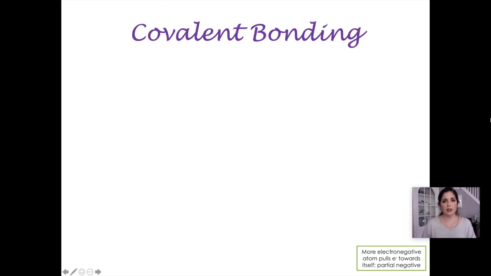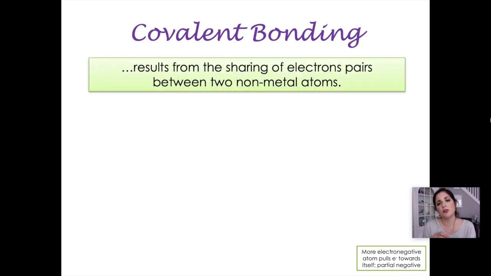So, covalent bonding. Ionic bonds occur between a metal and a nonmetal, thus having a transfer of electrons from a very not electronegative atom, or one with a low ionization energy, to a highly electronegative one. Covalent bonds are different. Covalent bonds result from the sharing of electron pairs between two nonmetal atoms. So the best way to identify whether two atoms will form a covalent bond between them is by looking at the fact that they're made up of nonmetals.